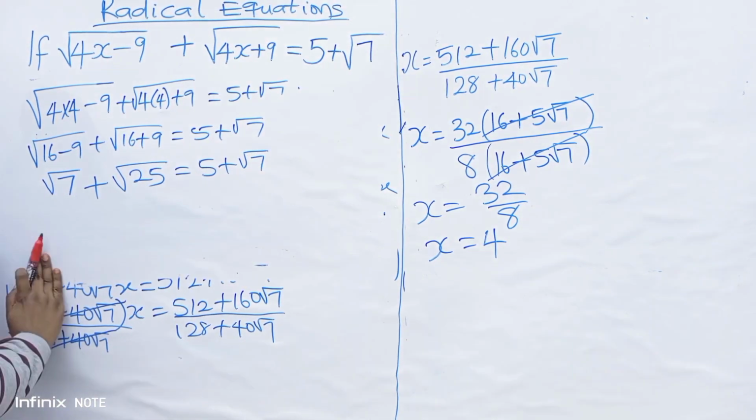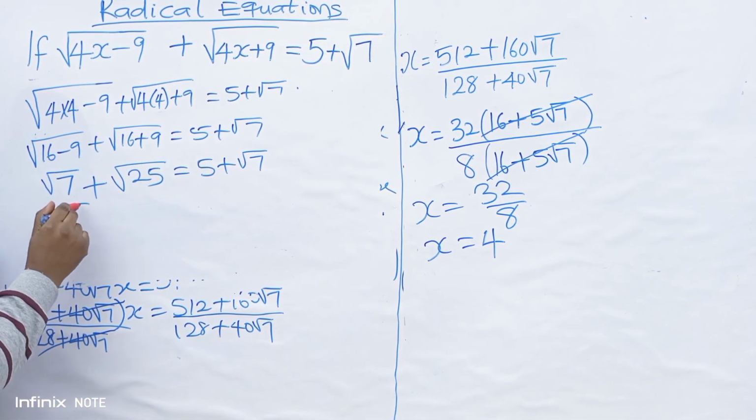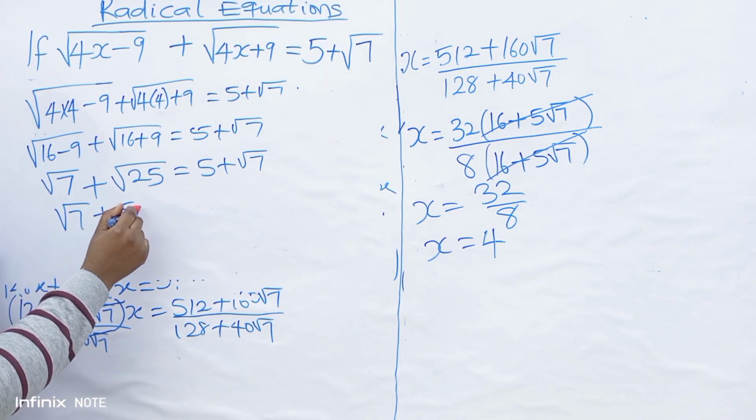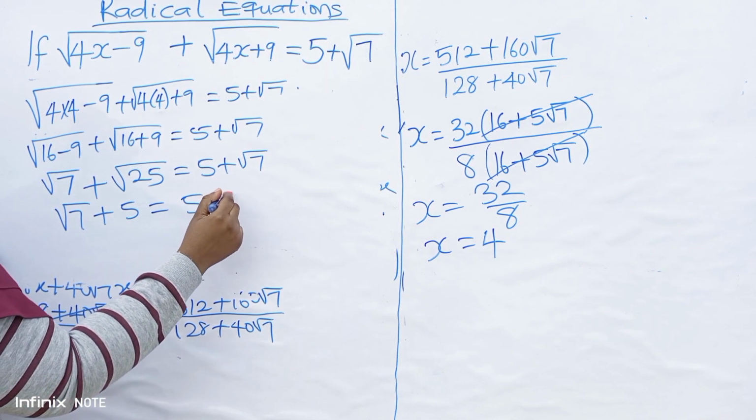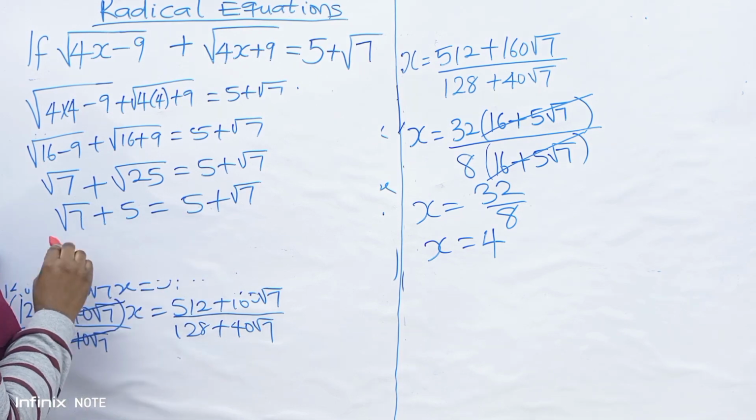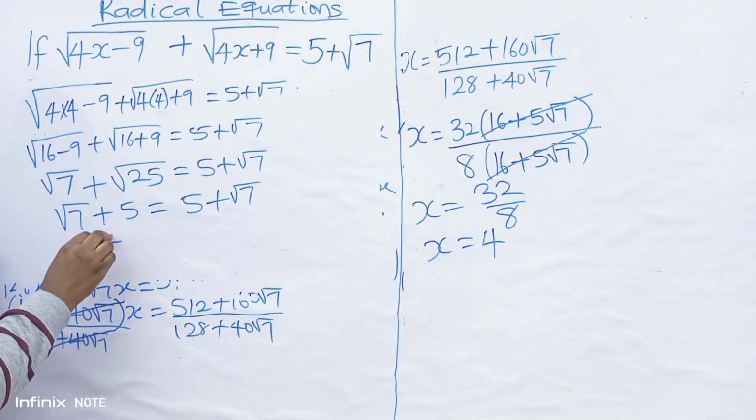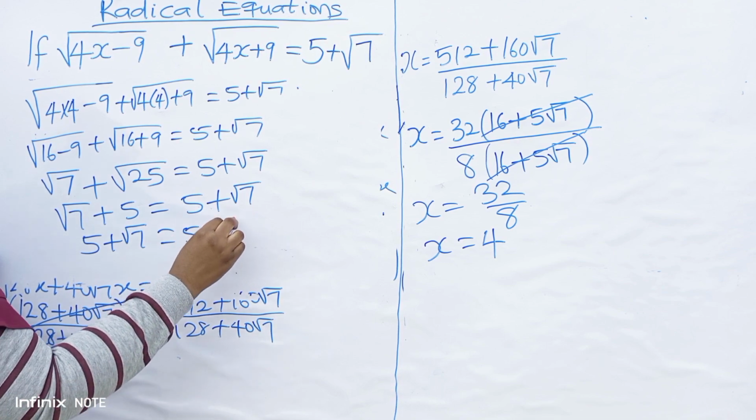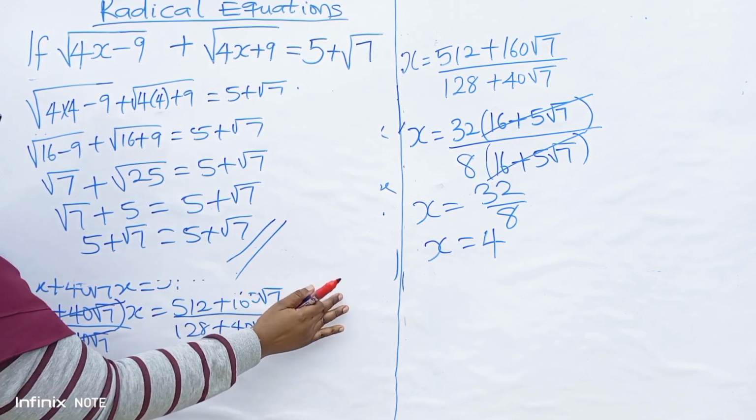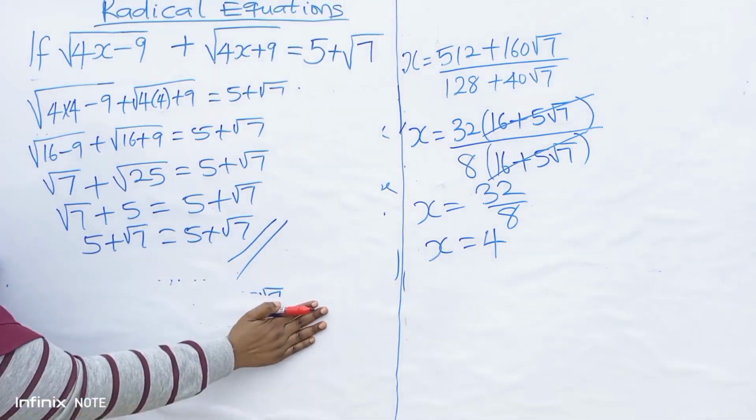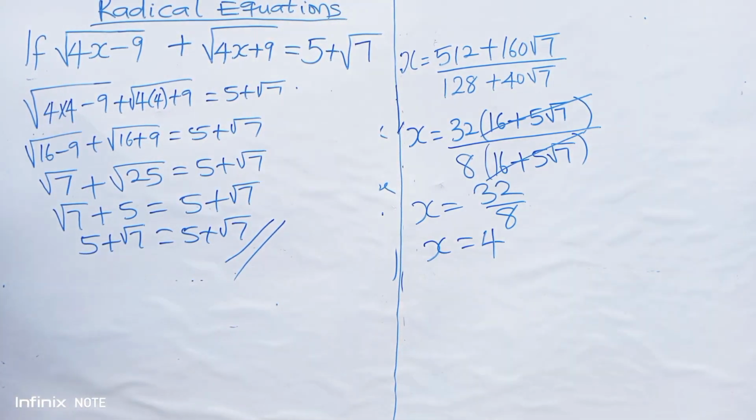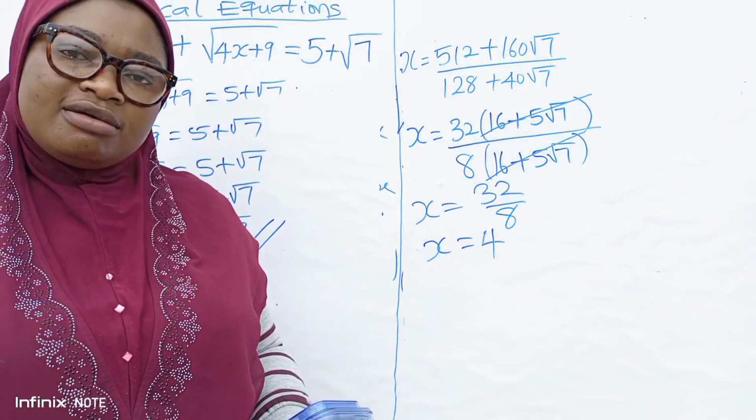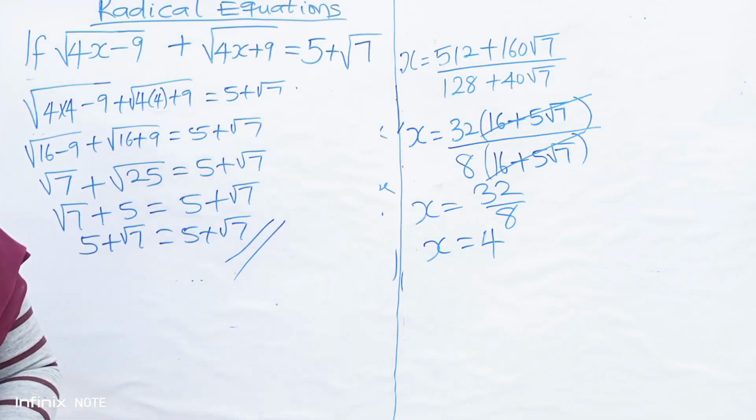So what is this? I have root 7 plus 5 is the same thing as what? 5 plus root 7. So you can rewrite it, still the same thing. So we can see that this answer is correct. So the value of x for this equation is what? 4.